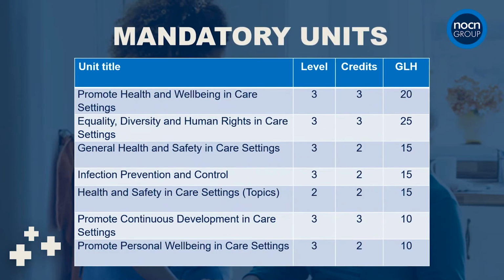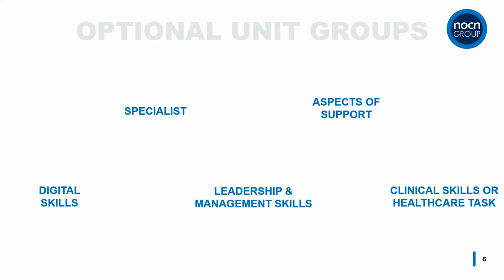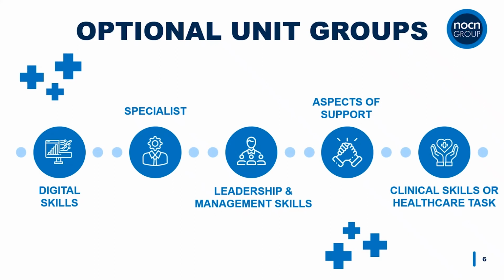These are the remaining mandatory units. And you will notice that the former large health and safety unit of 45 GLH has been split into 2, general health and safety in care and health and safety topics. There is also more emphasis on promoting the learner's personal well-being in response to the impact of the pandemic on carers.